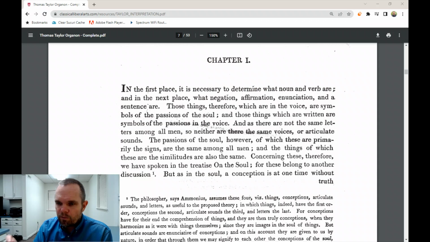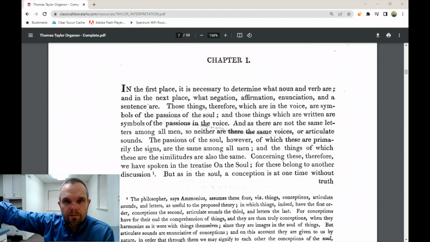The things of which these are the similitudes are also the same. That's talking about the objects that actually exist outside the mind in the world. So when that bird flies past, the bird itself is the same for all of those men.